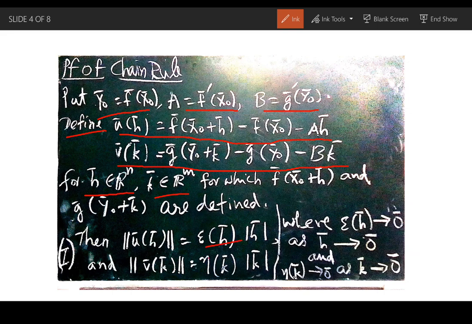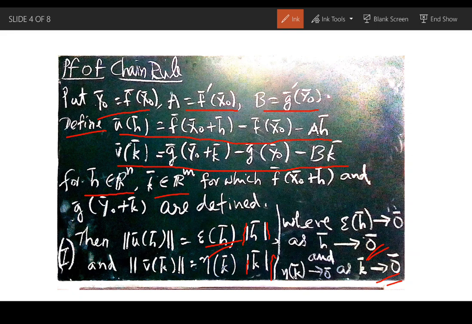Now you define epsilon of h equal to norm of u of h divided by norm of h. Here norm of h is there, so two lines. Similarly, you define eta of k is equal to norm of v of k divided by norm of k. Then epsilon of h tends to 0 as h tends to 0, and eta of k tends to 0 as k tends to 0. This is simply by the definition of derivative.